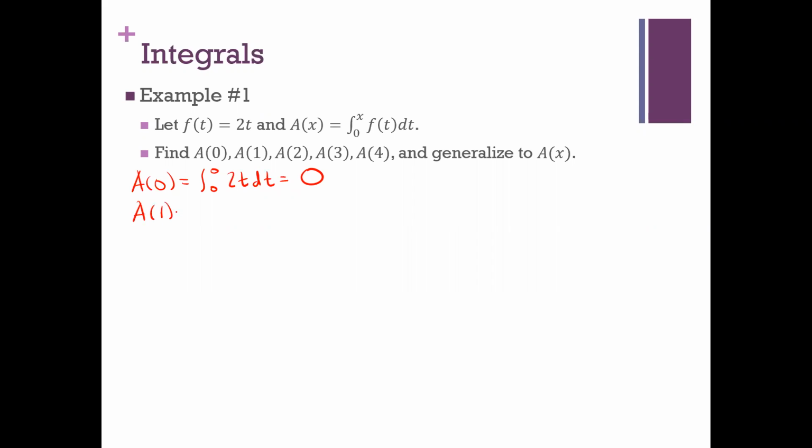So let's go a little further. What is A of 1 going to be? Now it's an integral from 0 to 1 of 2t dt. How'd you get 2?